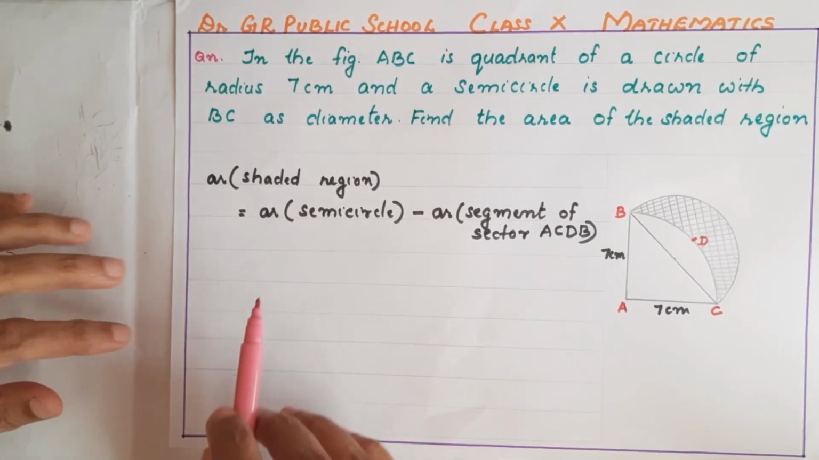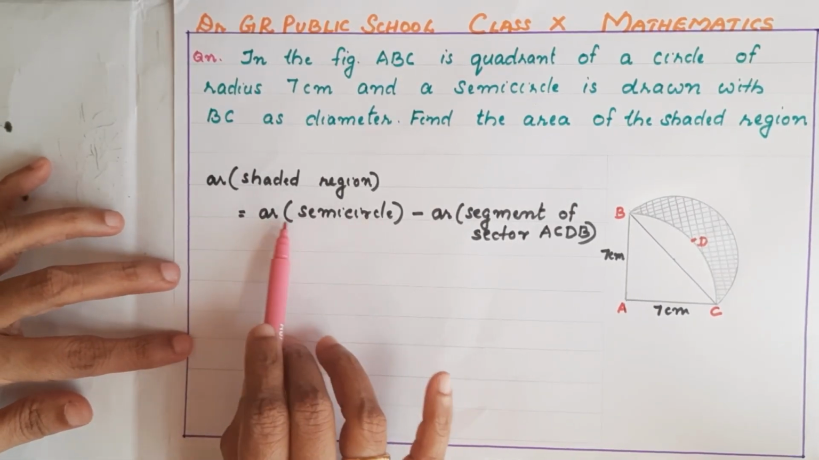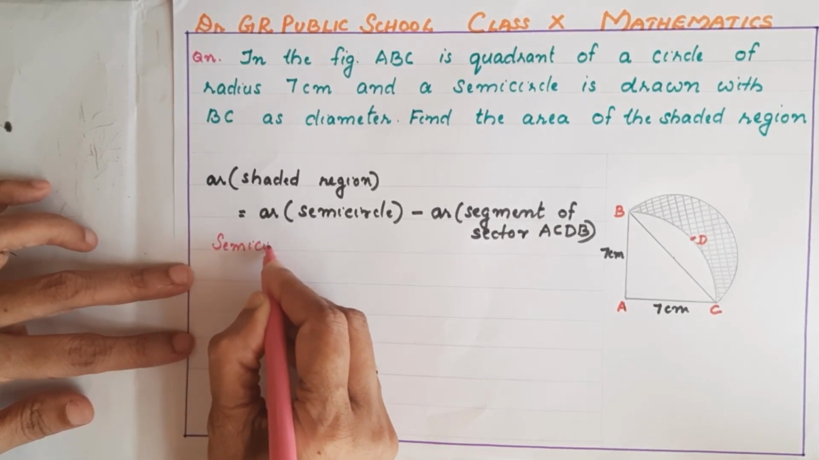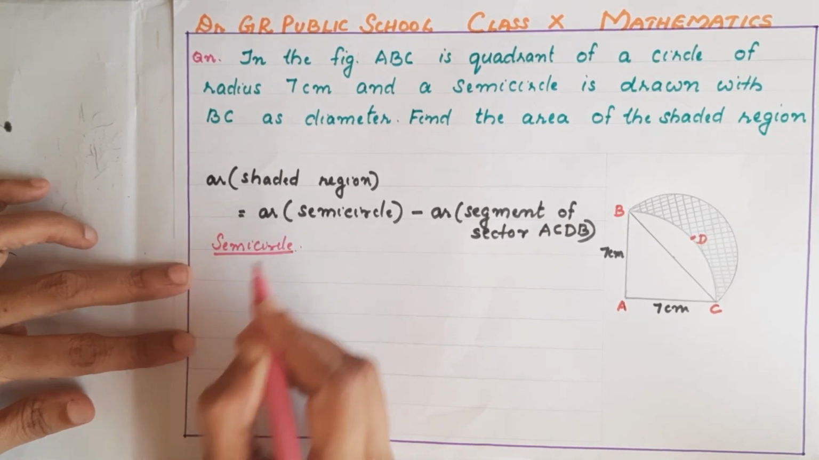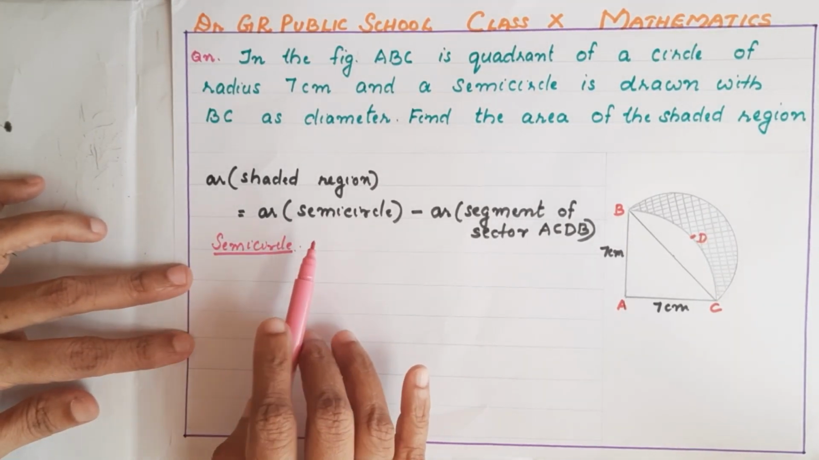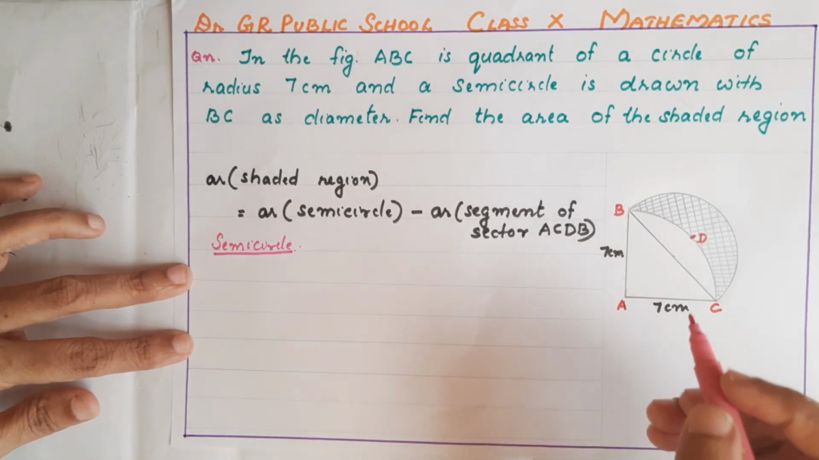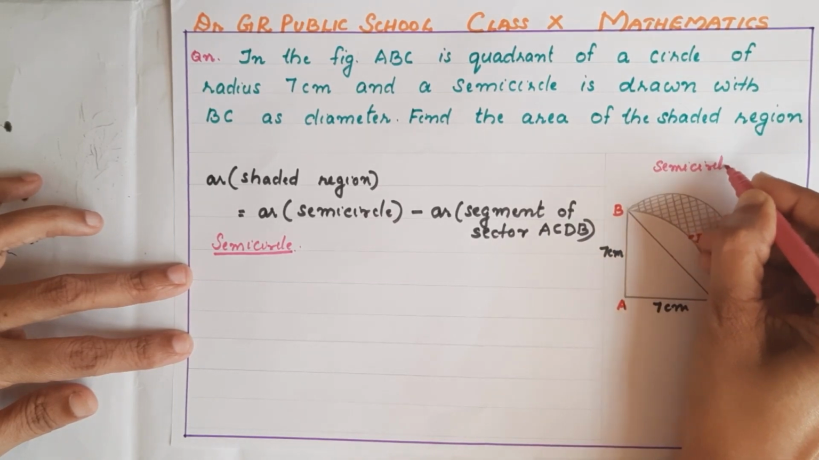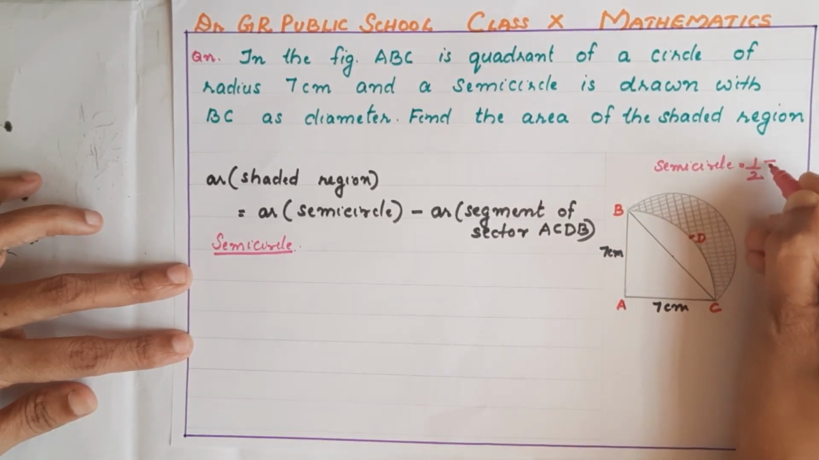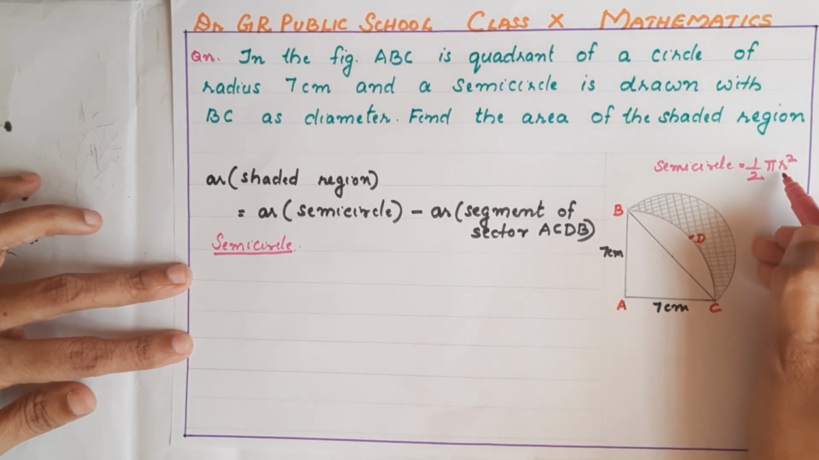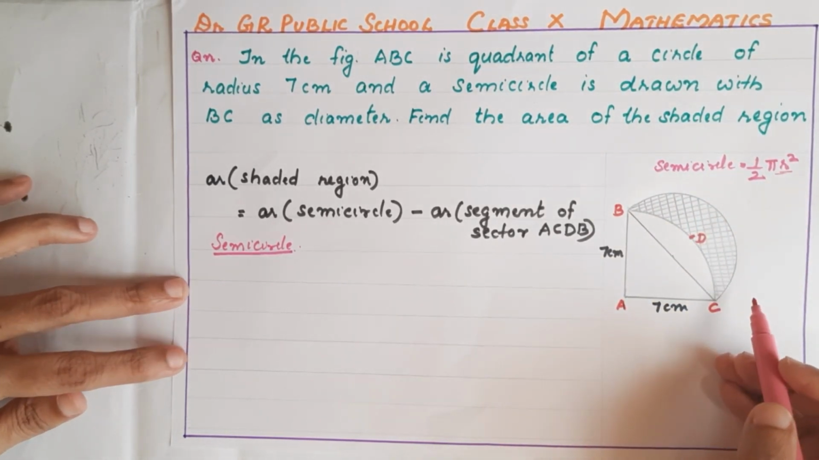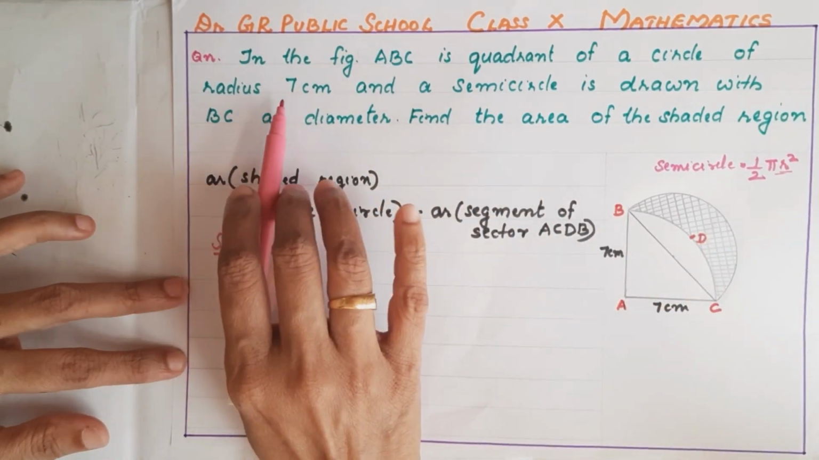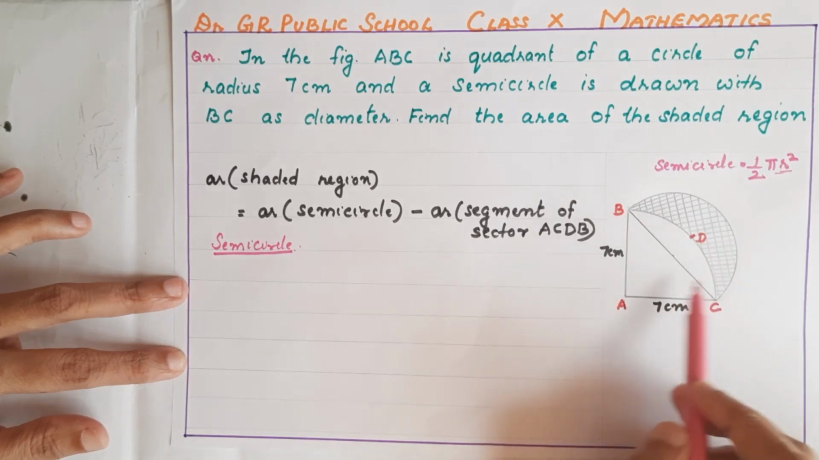Okay. First, consider semicircle. We need area of semicircle. So, we are considering semicircle first. For finding area of semicircle, what is the formula? Area of semicircle formula is half into pi r square. Isn't it? 1 by 2 pi r square. So, we need radius of the semicircle. So, is it given in the question? Can we take this 7 as radius of the semicircle?